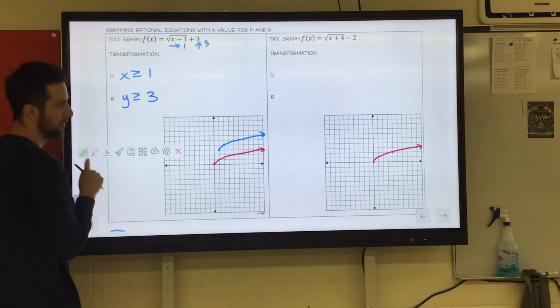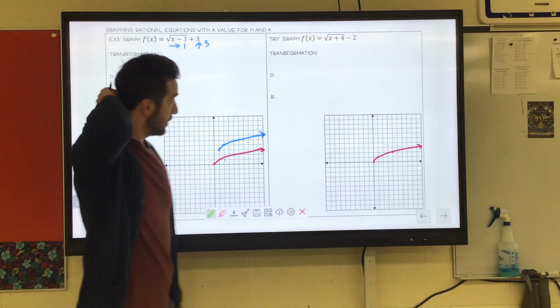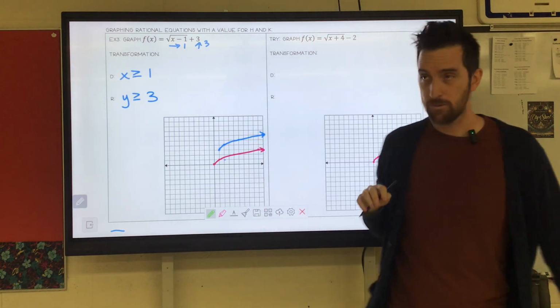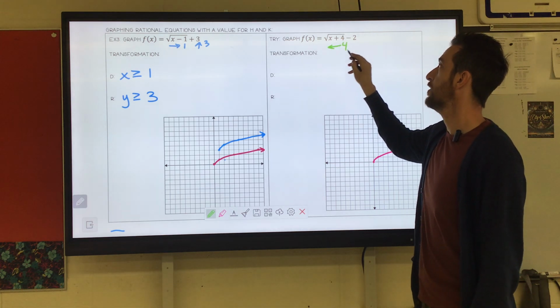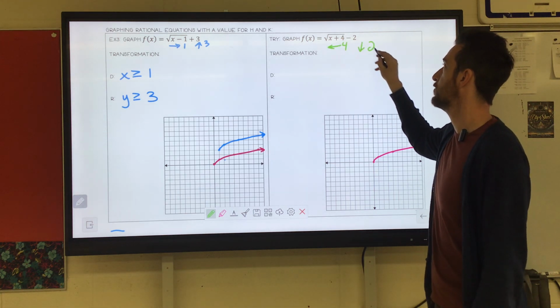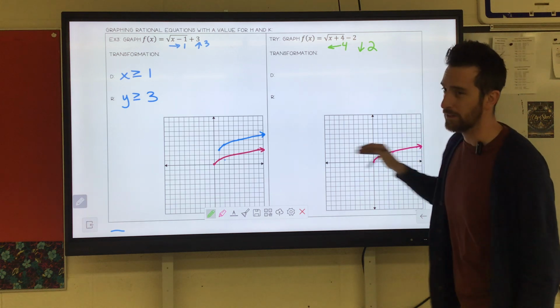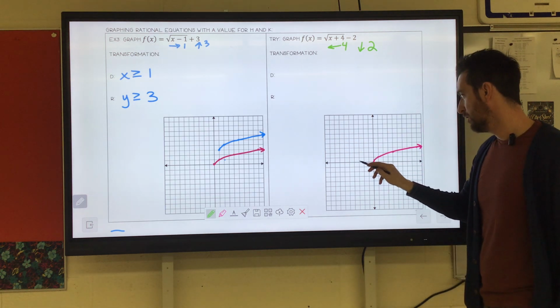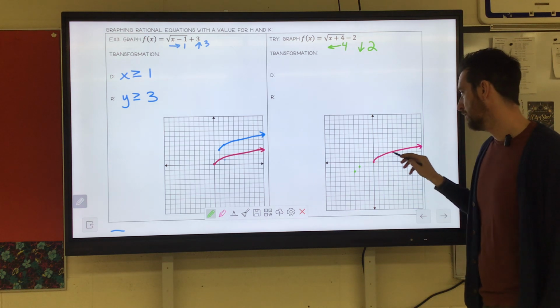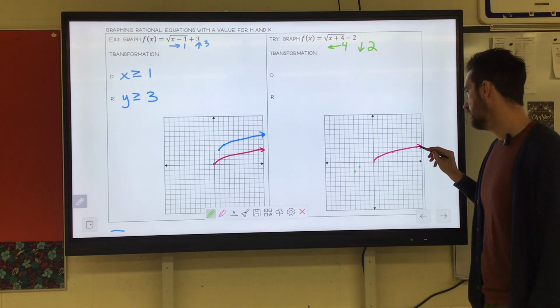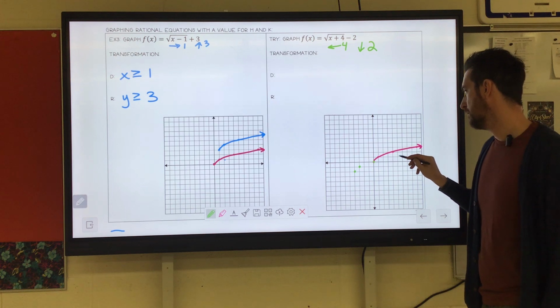There we go. All right, here we are. This one's got 2 shifts as well. The +4 is going to shift it left 4. The -2 is going to shift it down 2. So all of our coordinates, we're going left 4, down 2. Left 4, down 2. Left 4, down 2.